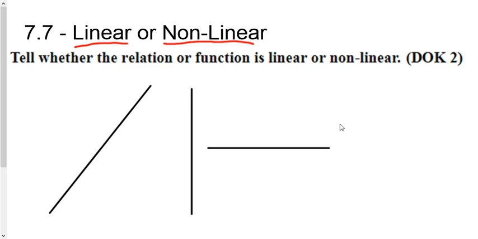It could be a negative slope, diagonal going a different way, at a very steep slope or a very slight slope. But those would all be linear relationships. And some of those would be functions, some of those would not. The last lesson we learned that we could use a vertical line test to tell if it was a function or not, and I'm not really concerned with that in this lesson. I'm just asking you, does it make a straight line? Is it linear?